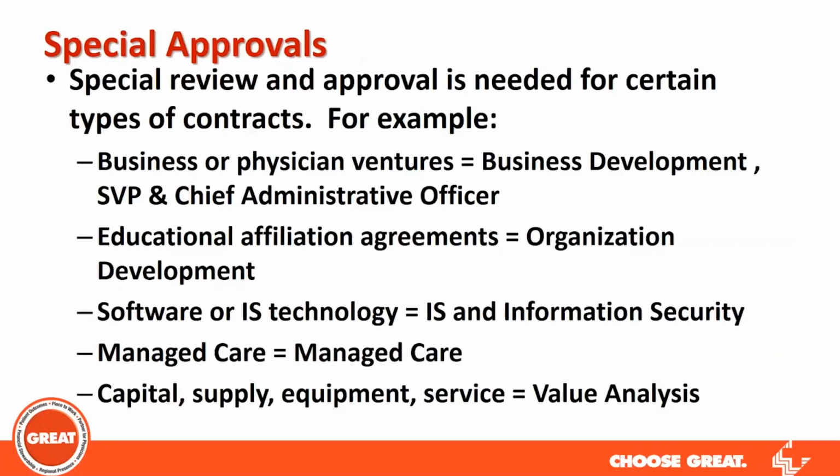There are certain special approvals that might be needed. Any business or physician ventures will need to go through Kevin England's office. Educational affiliation agreements will need to go through organization development. Any kind of software or IS technology is going to need to go through both IS and IS security. And those might also be in things where you might not realize it, like pieces of equipment might have built-in software, they might connect to the network. So there might be some security issues, even when it might not seem like it. That's why we like to send it to them so they can investigate that.